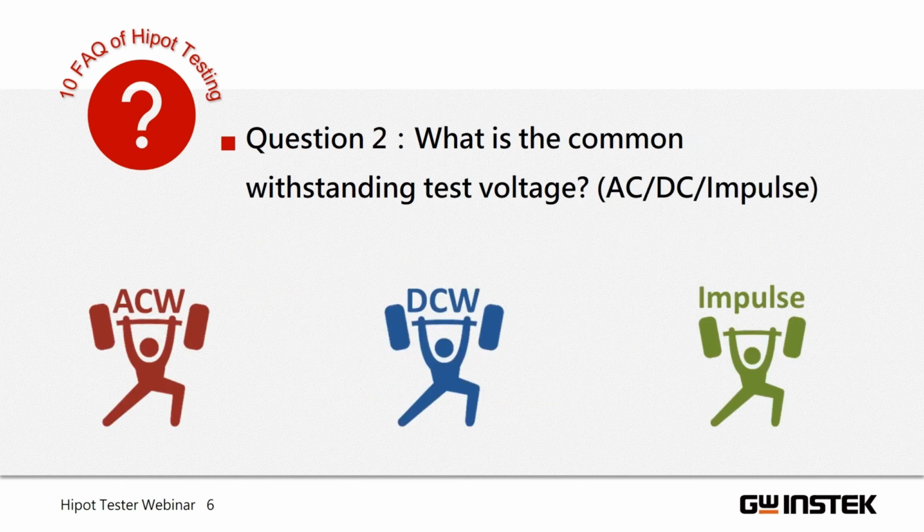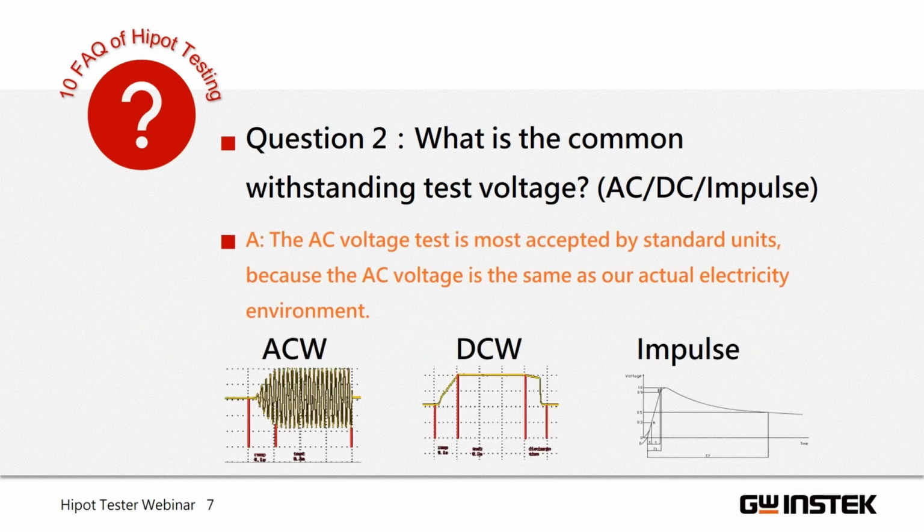Question 2. What is the most commonly used test voltage for withstand testing? There are 3 types of voltage: AC voltage, DC voltage, and impulse voltage, but which one is most commonly used for testing? The answer is AC voltage. AC is the most commonly used type of electrical power because it closely mimics the actual electricity environment. However, AC and DC voltage behave differently in capacitive circuits, so we need to provide further explanation in response to this question on the next page.